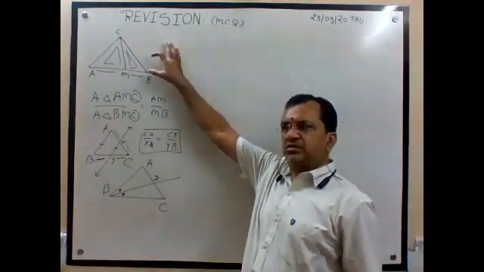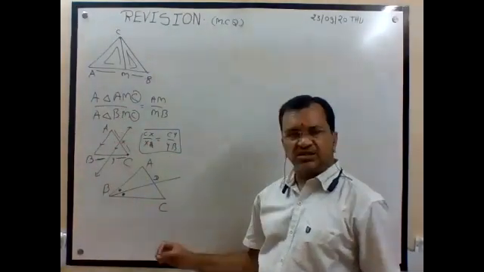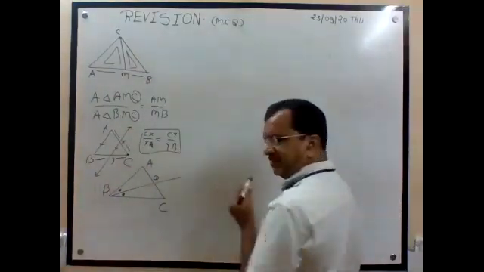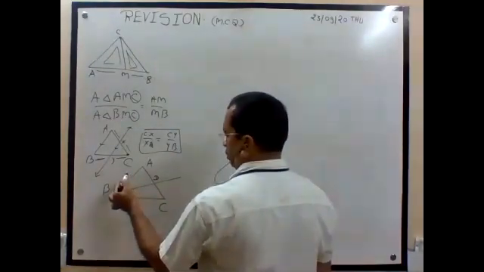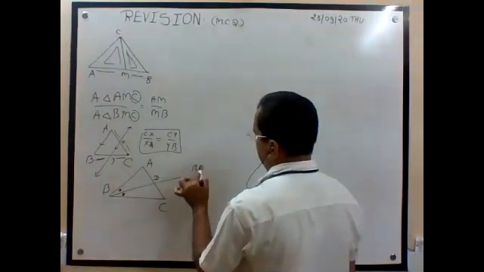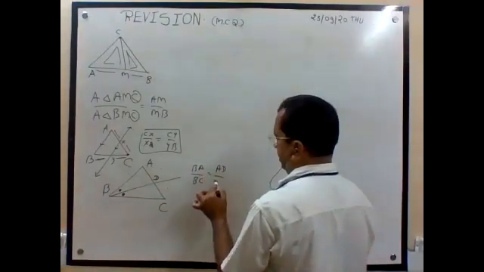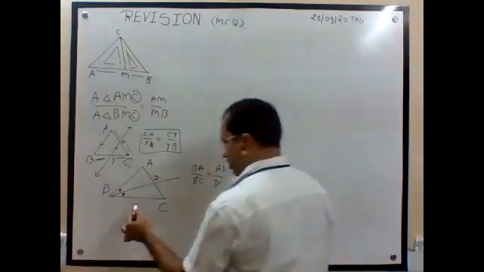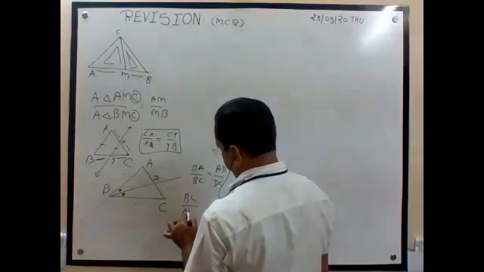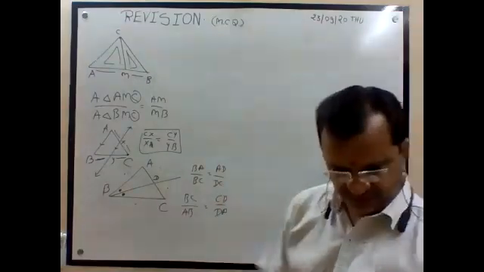This is related to ratio of area. This is related to basic proportionality theorem. This is related to angle bisector. This angle is bisected, B. So upper by lower. Here also upper by lower. Means BA by BC is equal to AD by DC. If you write lower by upper, here also lower by upper. Means invert, reverse.